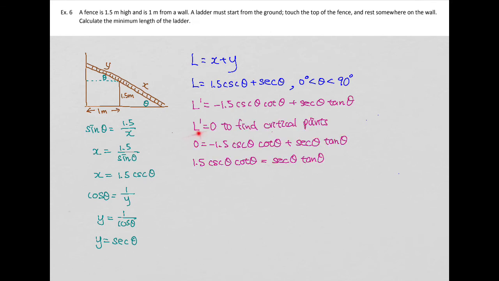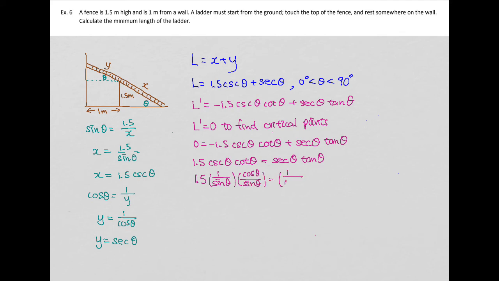Then we're going to let L prime be 0 to find the critical point. So 0 will be negative 1.5 cosecant theta cotangent theta plus secant theta tangent theta. Now, move the negative to the other side of the equal sign, you get positive. Now we have to switch all the secondary trig ratios into the primary trig ratios in order to solve. So this will become 1.5, cosecant is 1 over sine theta. Cotangent will be cosine theta over sine theta.